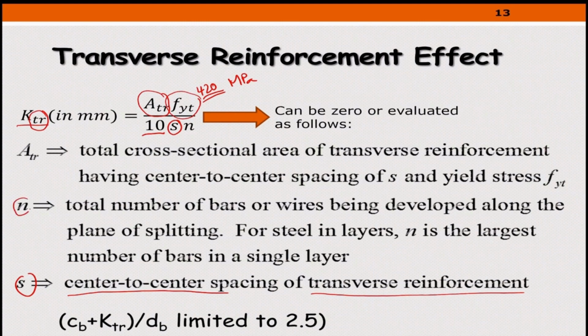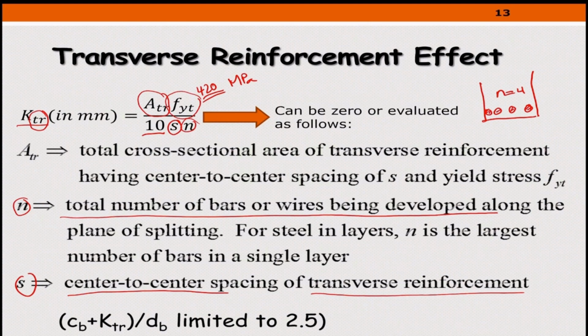And n is the total number of bars to be developed. In the case of a beam, for example, if we have these 4 bars, then n is equal to 4, because these are the bars that we need to develop. All right, there is one condition here: after evaluating (CB + KTR) over dB, which is the confinement effect, if its value is greater than 2.5, we are not allowed to use a value greater than 2.5.